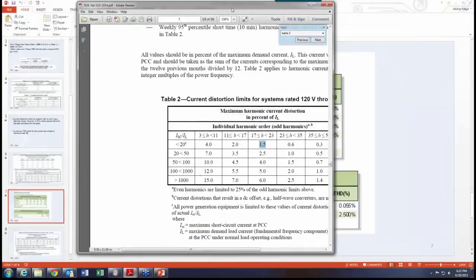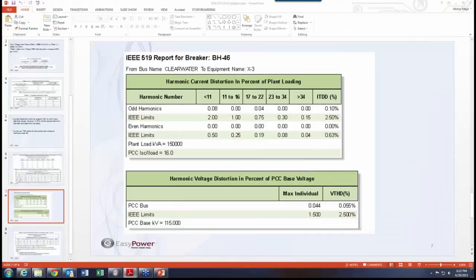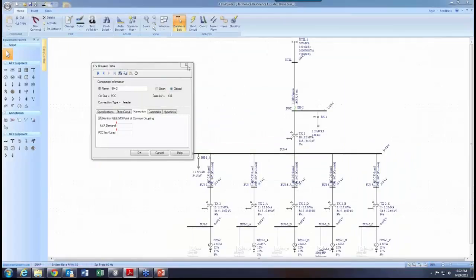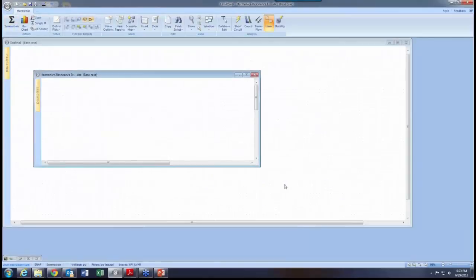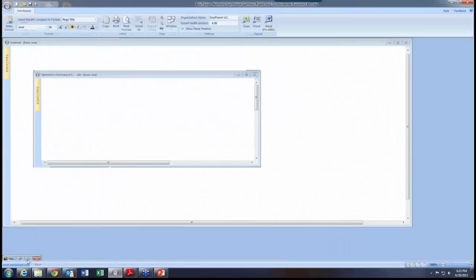Now going back, let's just run the 519. I'll put some numbers here. Let's put, I don't know, 1 2 3 4 5 2. Let's put 10,000 kVA. Let's put this one 25 and click OK. Harmonics, run it, look at the values.